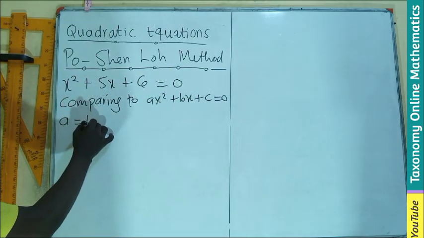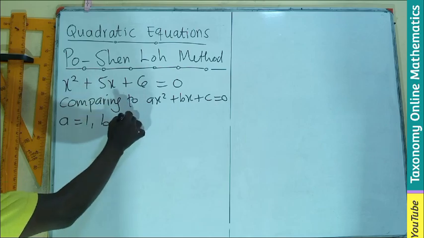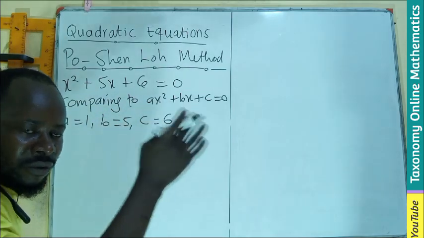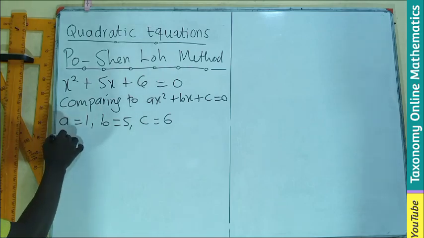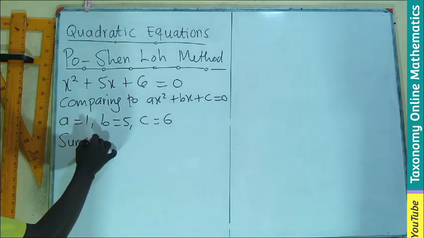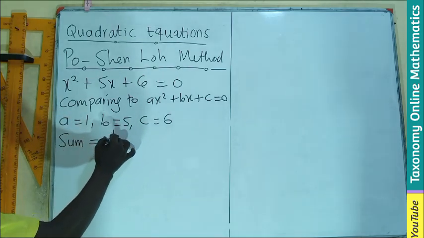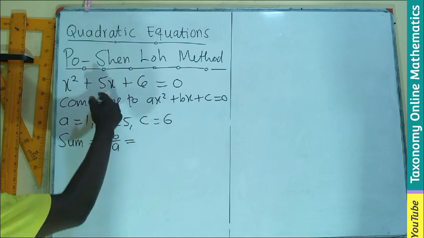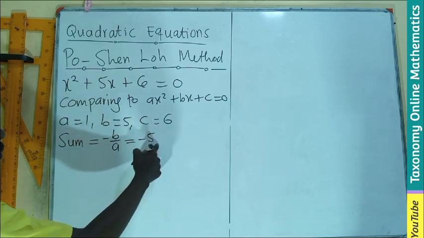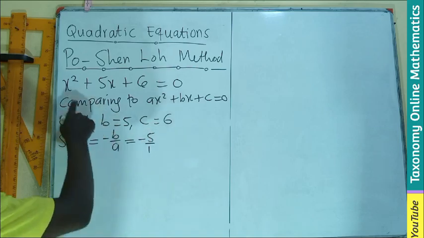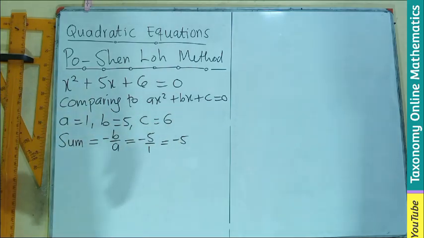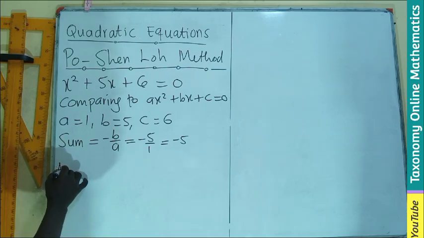The a will be 1, the b will be 5, and c will be what? 6. Knowing this, straightforward, you go to the sum of roots. What is the sum of roots? Remember, it is minus b over a, and that is going to be minus 5 over 1, right? And that will still give you what? Minus 5.